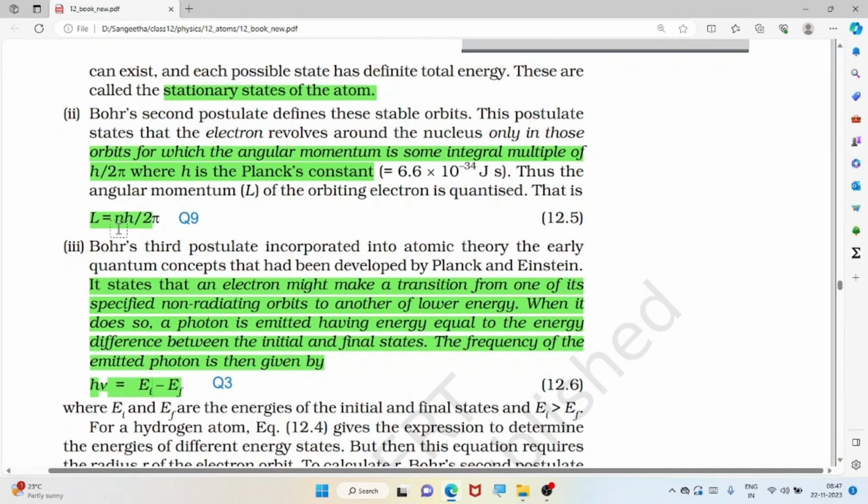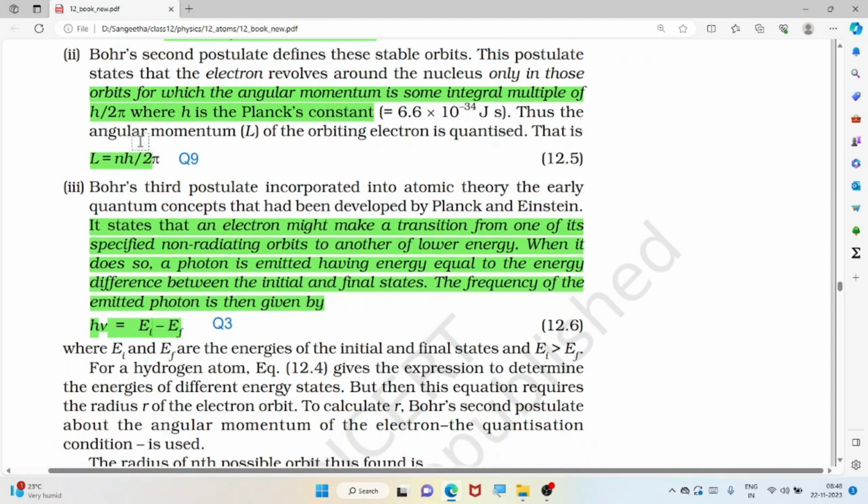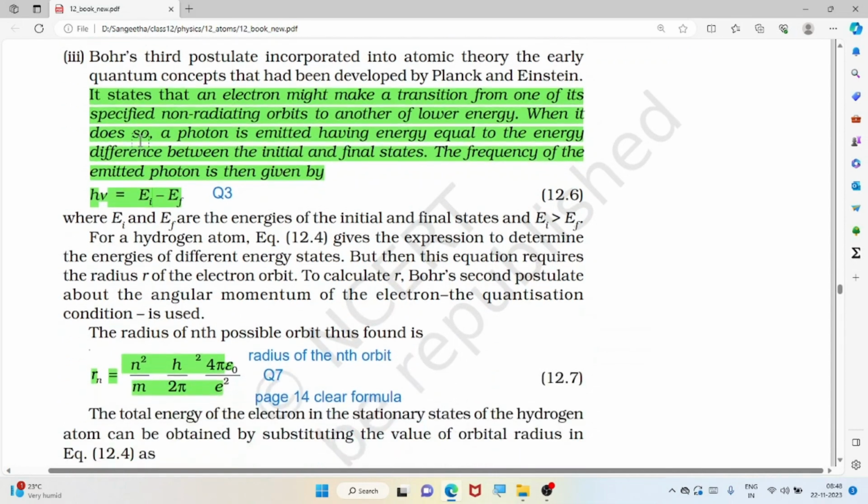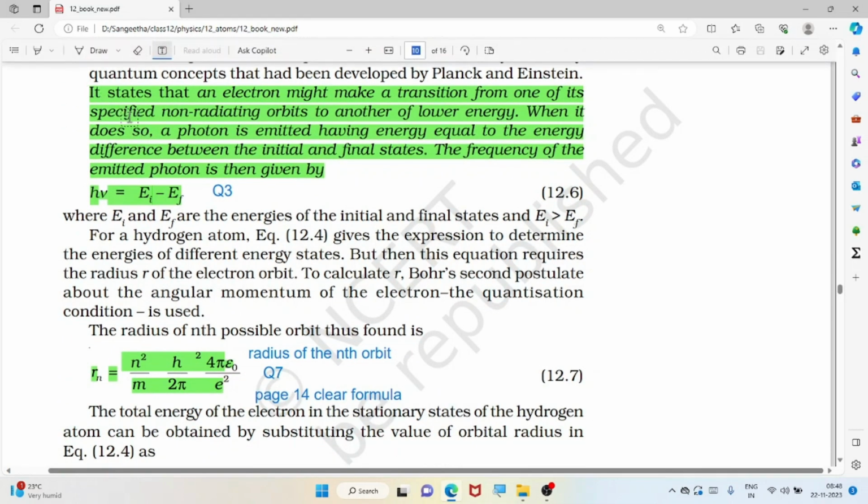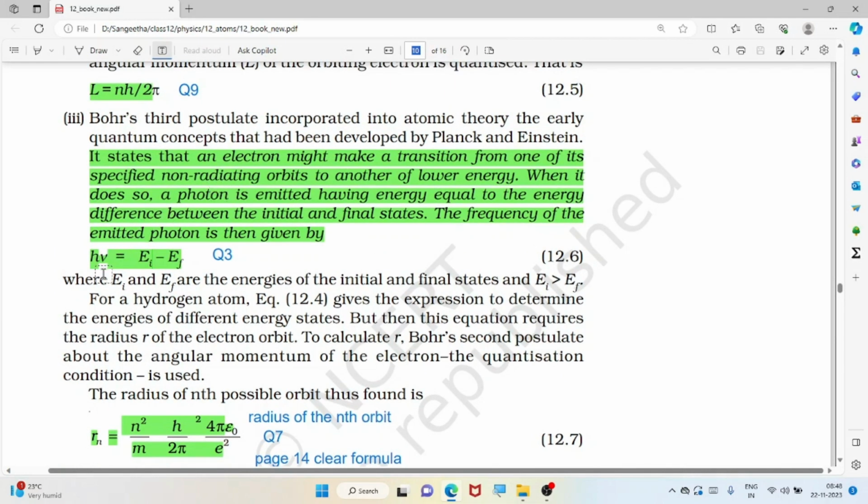The second: the orbits for which the angular momentum is an integral multiple of h by 2 pi, where h is Planck's constant. Okay, the angular momentum is an integral multiple, that is n times h by 2 pi. N is nothing but the quantum number, the principal quantum number. The third postulate says the difference in energy is Planck's constant times the frequency.